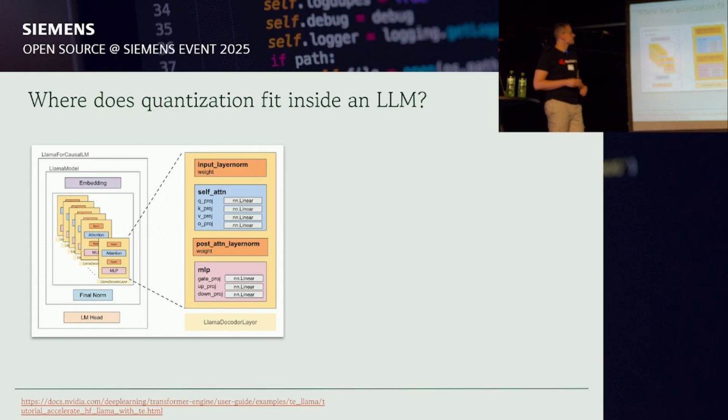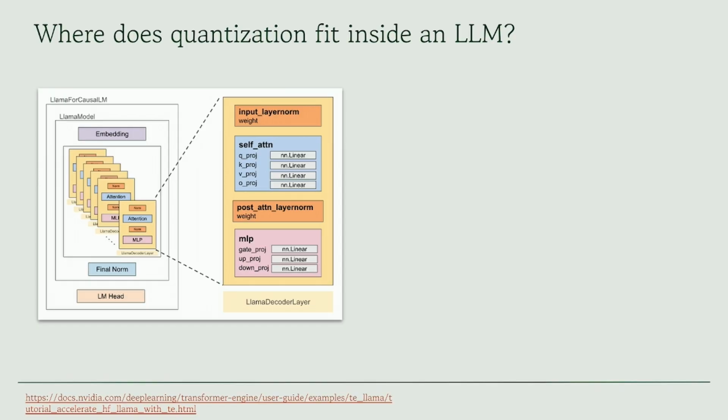Where does quantization fit inside an LLM? Basically here, this is the standard Llama model that we get from the Hugging Face transformers implementation. At the input side, we have embeddings to map the tokens into n-dimensional vectors. Then we have n identical transformer layers, and then maybe some normalization layer and the LM head. The crucial piece that we are focused on are these n transformer layers.